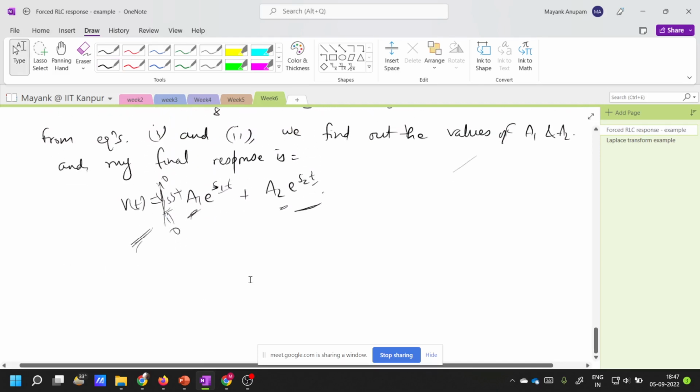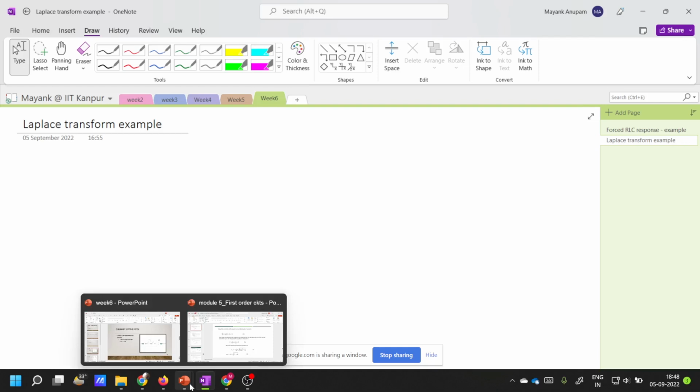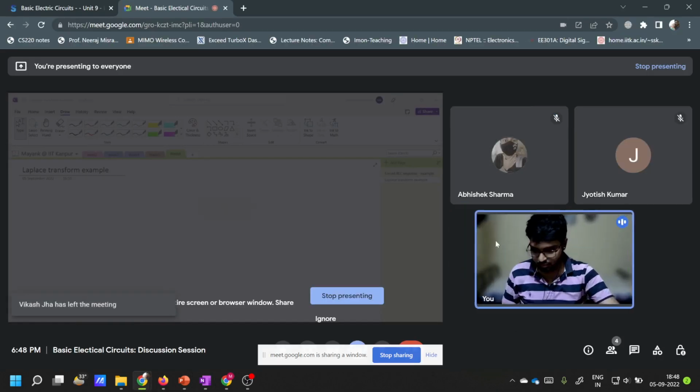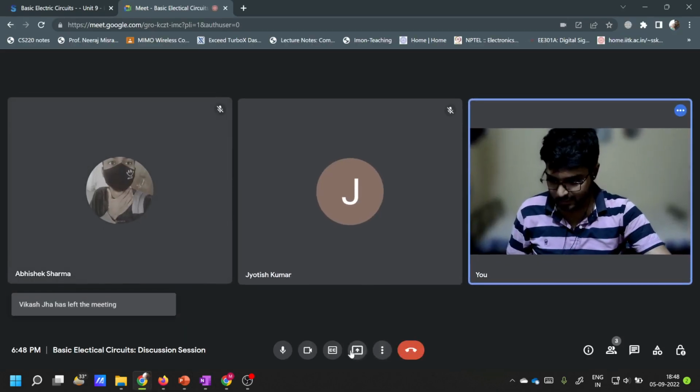Fine. So now I have 10 minutes left, right? So let us do another example. Let's do another example. This is based on Laplace transforms.